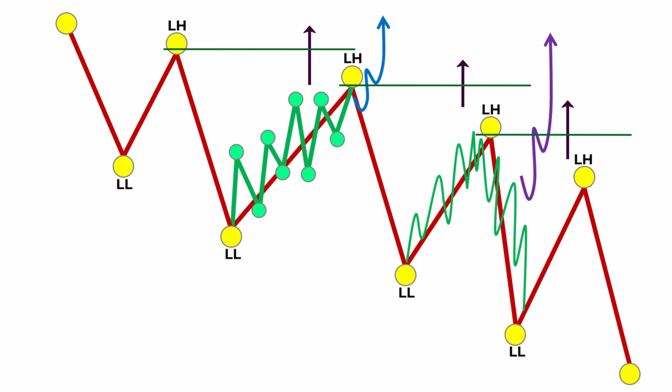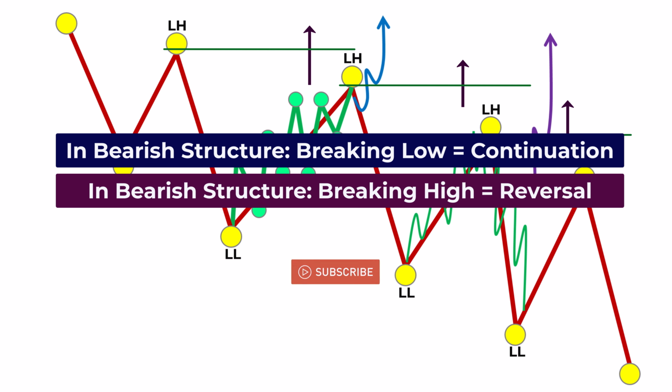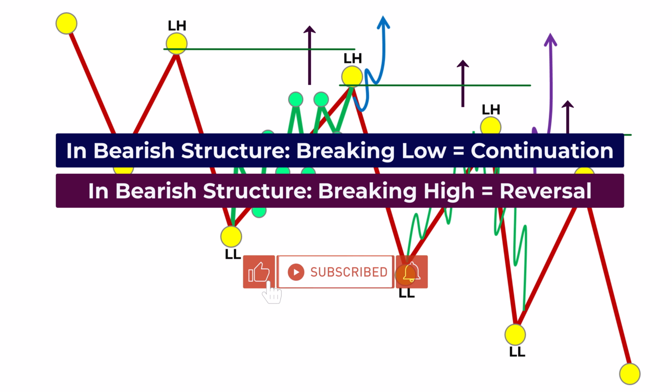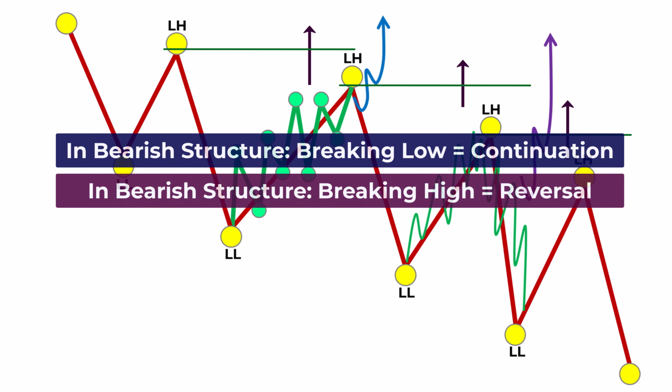This tells us that the bearish external structure is failing, and a new external structure is starting to form in the opposite direction. In simple words, breaking the low means continuation. Breaking the high means reversal. And this is exactly how we identify when a trend is continuing and when the external structure is actually changing.